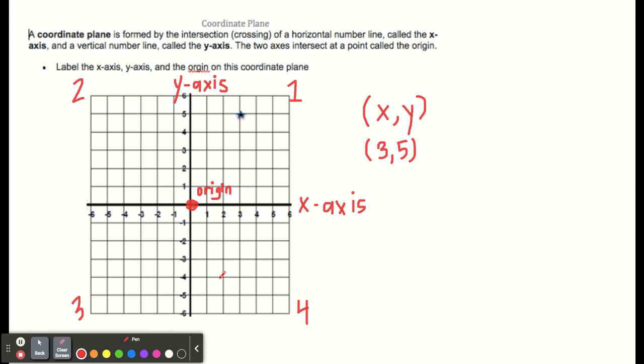Okay? Now let's try to find the point at 4, 2. So remember, the first number is our x number and the second number is our y number. So on the x-axis, here is 4. And then I'm going to find 2 on the y-axis, and I need to put a point at 4, 2. So that would be right here.